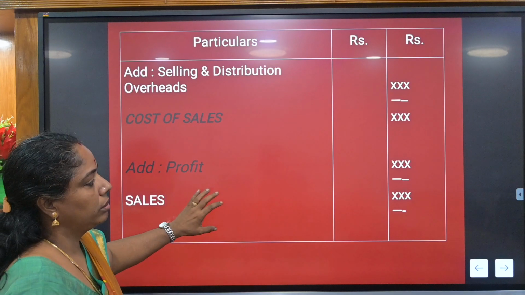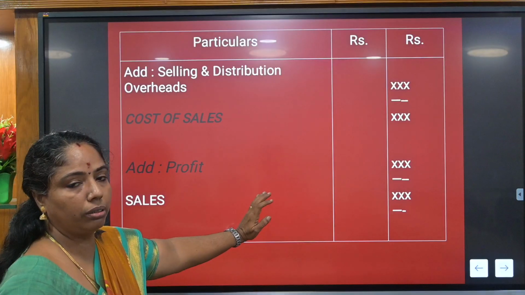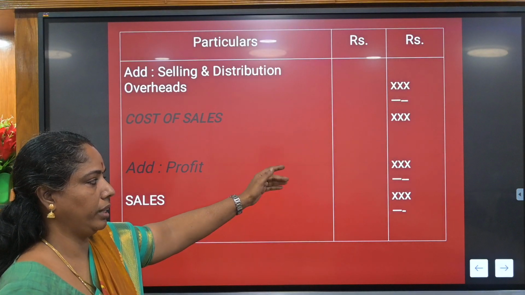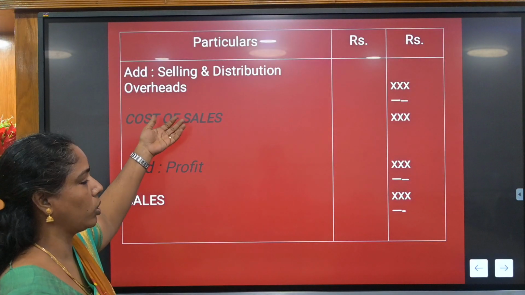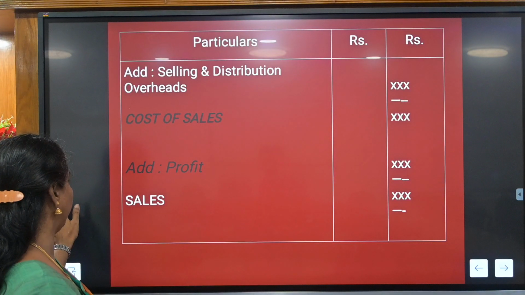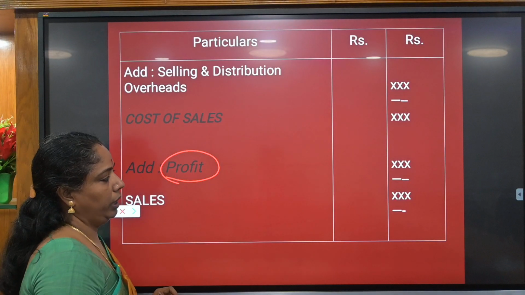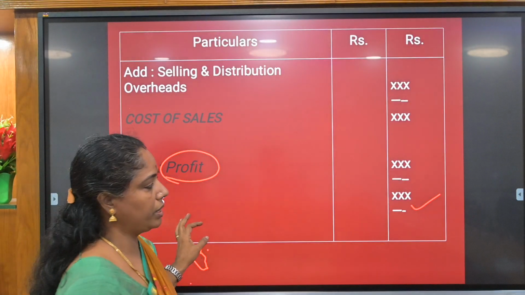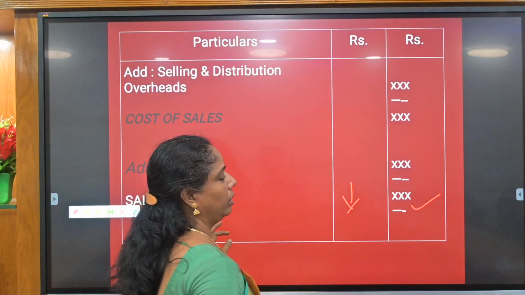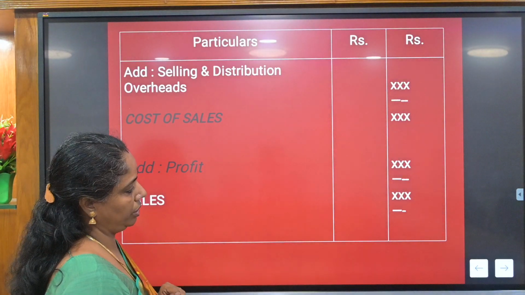After that we have to leave one line, then we have to subtract from sales. In the sum, if they gave sales, we have to subtract cost of sales from sales. The final answer will be the profit. If the sales value is higher, it will be profit. If the sales value is less, it will be loss. So this is all about the cost sheet.